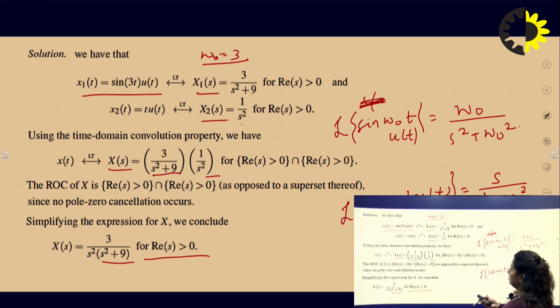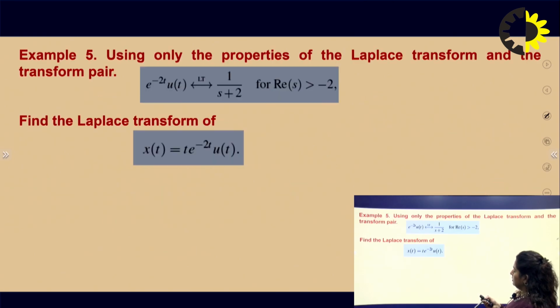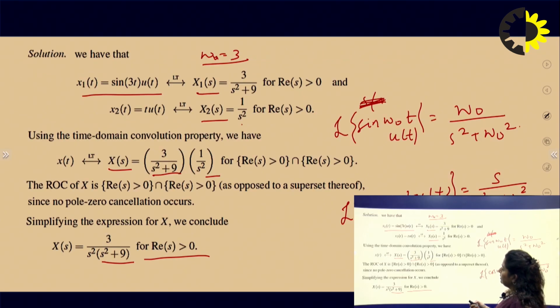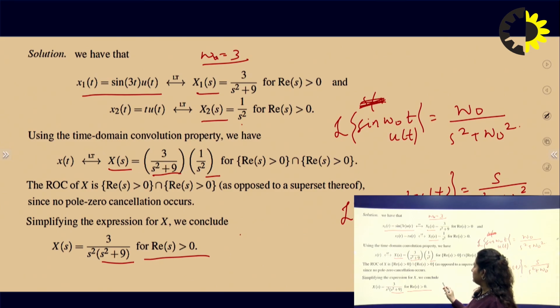So the answer is 3 upon s square times (s square plus 9). You can also find out by taking the inverse Laplace transform the value of x(t) from this expression.